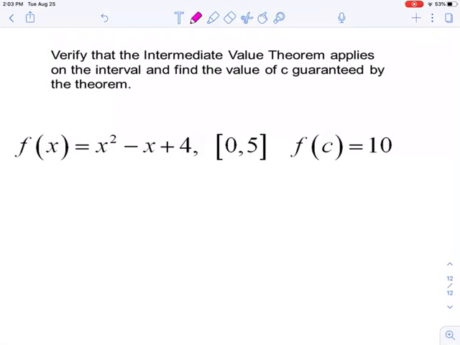Okay. All right, we have one more intermediate value theorem example. It's going to look a little bit different. This time I'm giving you a function and an interval, and I want you to show that the y value of 10 is going to happen. So go ahead and write it down and we'll go through it.